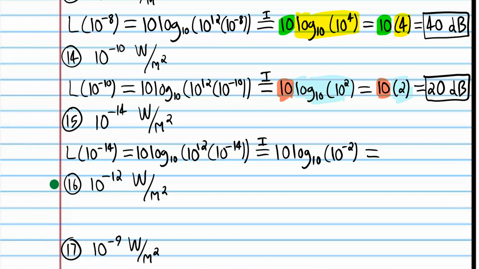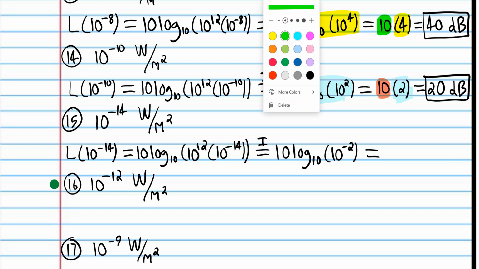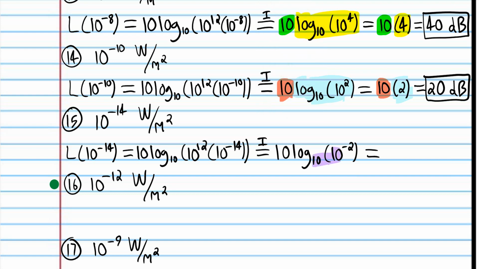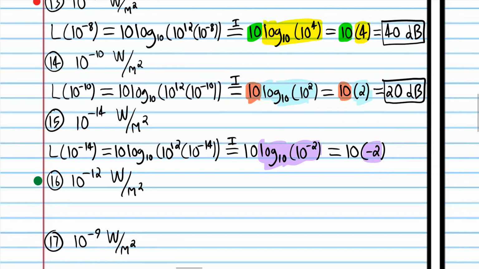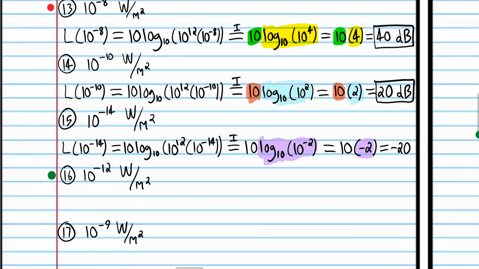So now notice that these two, let me get a different color here. Notice that these two bases are the same, so the entire logarithm just becomes negative 2. I know it's hard to believe, but that entire logarithm just became negative 2. And the 10 just kind of hangs out in front, so we have negative 20.